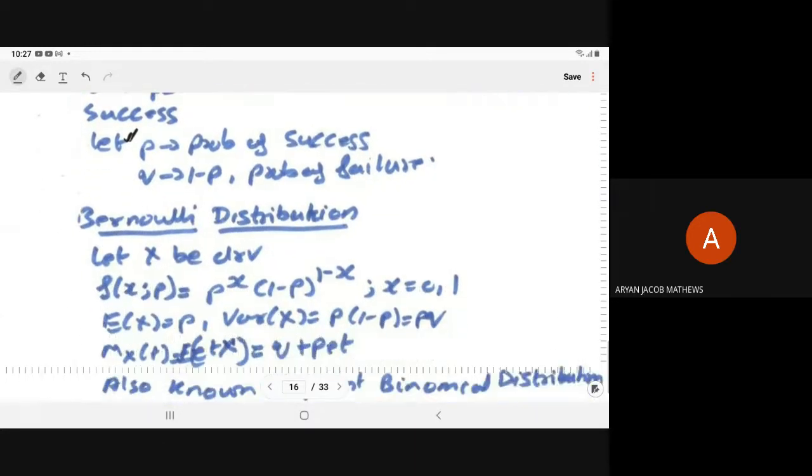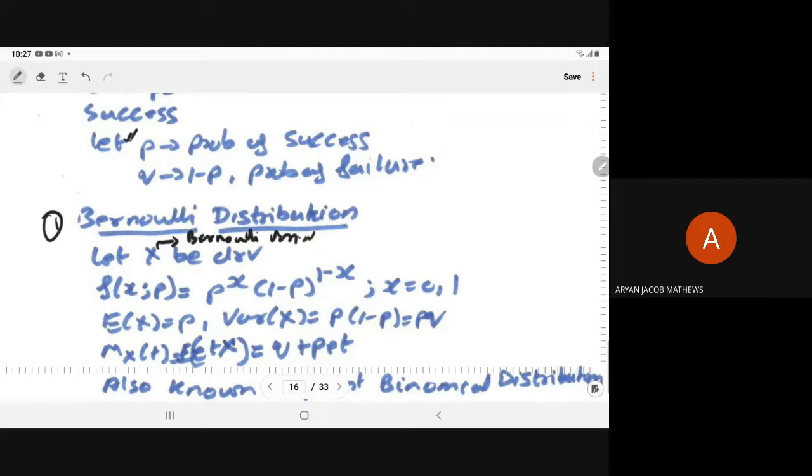Now we have the very first distribution, the Bernoulli distribution. So what is the Bernoulli distribution? Here we say let X be the Bernoulli variate.